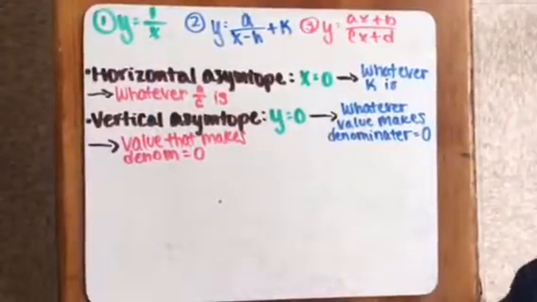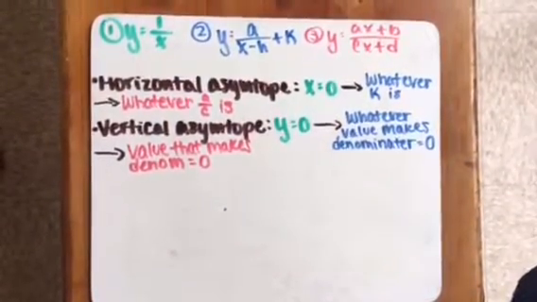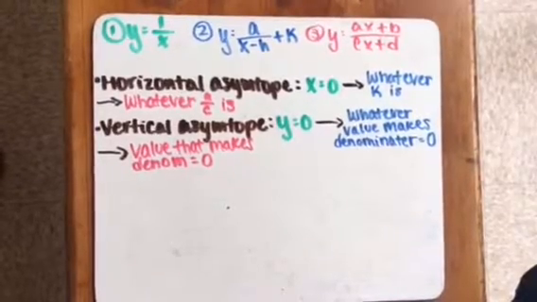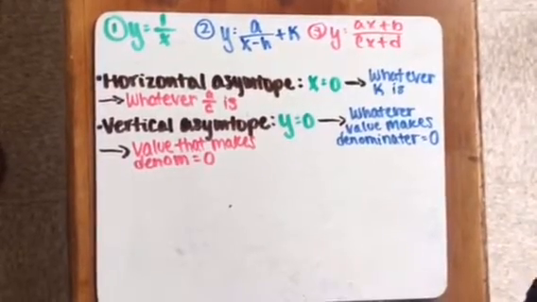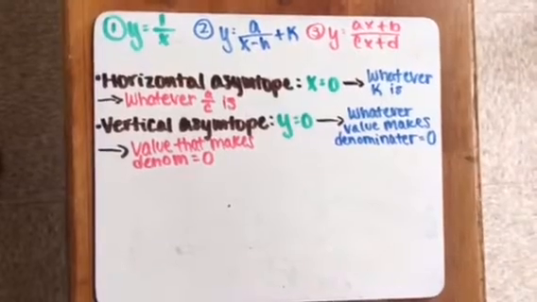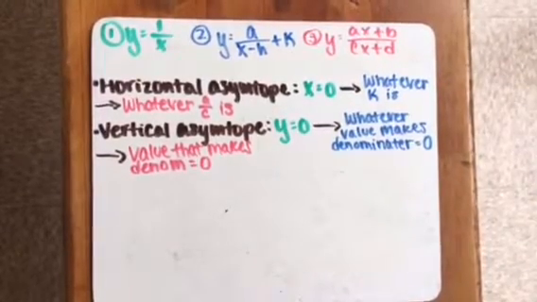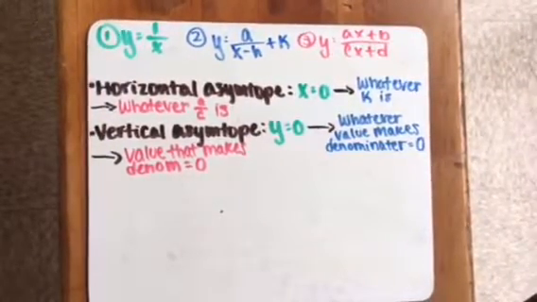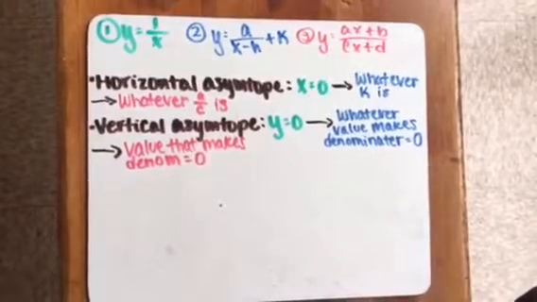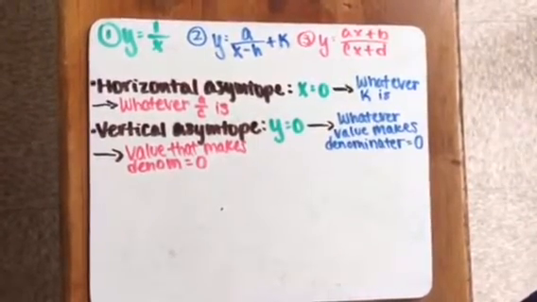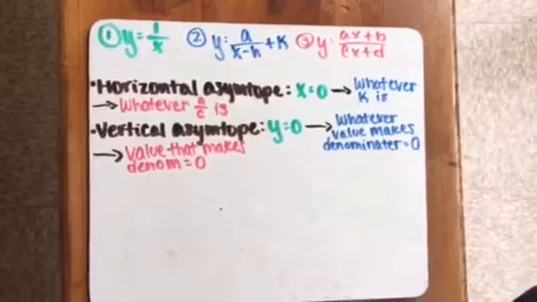The second example of an equation used to make a hyperbola is y equals a over x minus h, plus k. To find the horizontal asymptote for this equation, whatever k is equals the horizontal asymptote. And to find the vertical asymptote, you take whatever value makes the denominator 0.